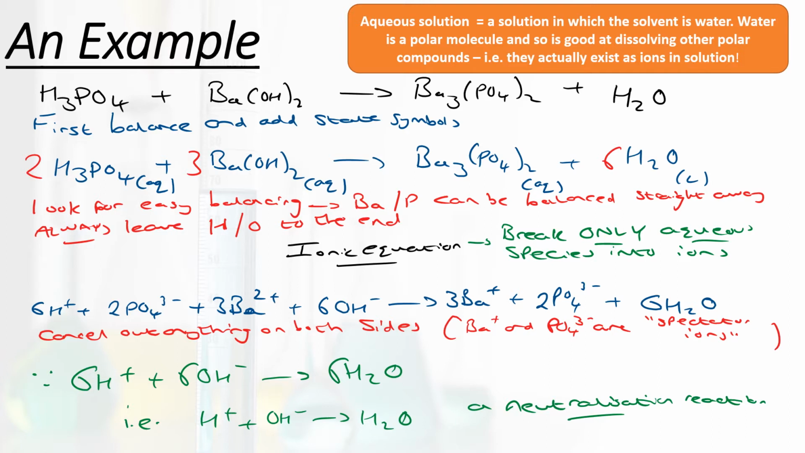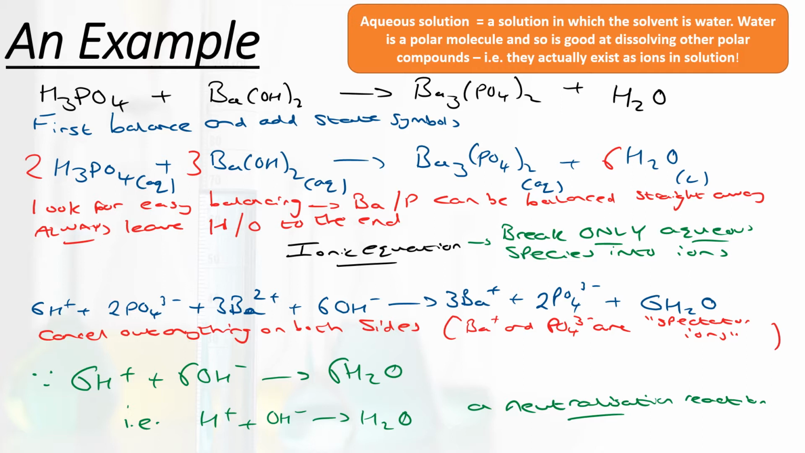We have to make sure that our charge is balanced in this. So barium is a 2+ ion. The phosphate anion is a 3- anion. We started with H3PO4, so 3 lots of plus means that our PO4 ion is a 3- ion. So to make those balance, we have to have 3 bariums and 2 of the phosphate anions to make Ba3(PO4)2. Plus water, because it's a neutralization reaction.